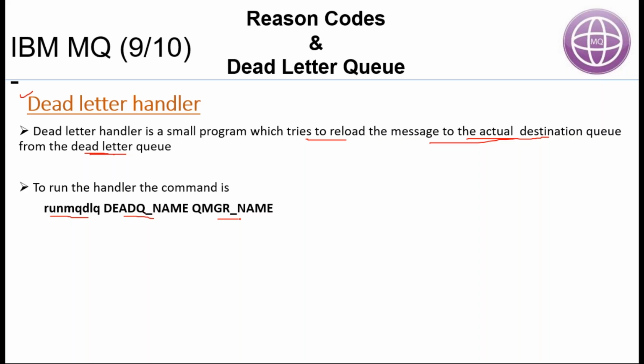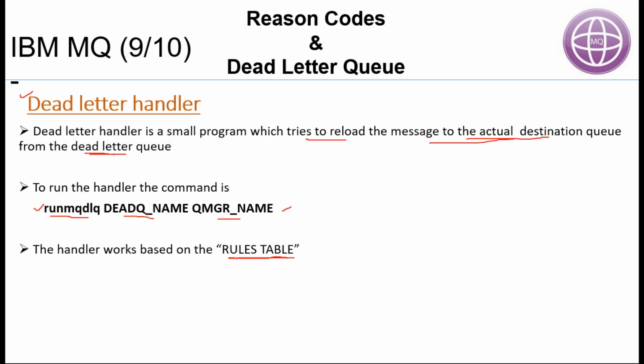Now, whenever we run the dead letter handler using this particular command, there is something called a rules table that will be opened. So when we run it with runmqdlq, it will give us a space to enter the rules in the rules table. So in the rules table, we have to manually enter the rule. Based on that rule, the dead letter handler tries to push the messages.